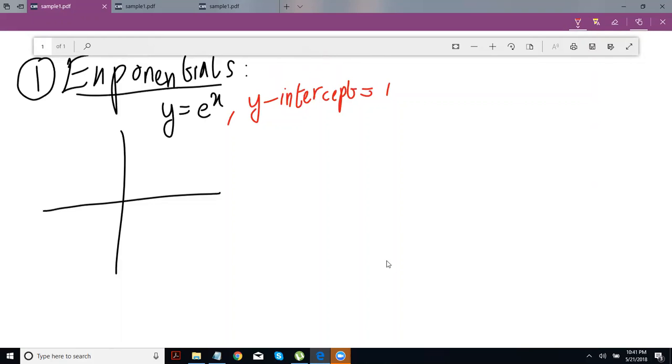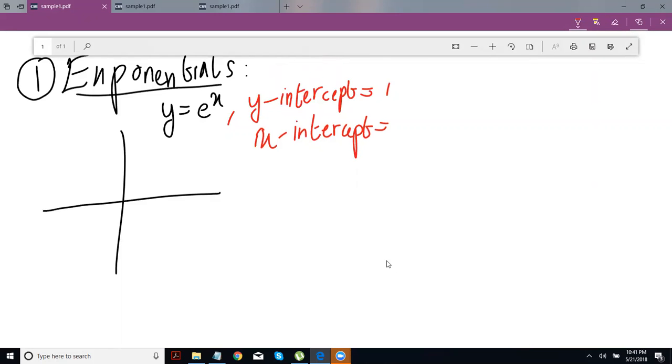because e power 0 is 1, right? Anything raised to the power 0 is 1. Your x-intercept is going to be a little trickier in this particular case. Well, it's trickier to spell as well, right?